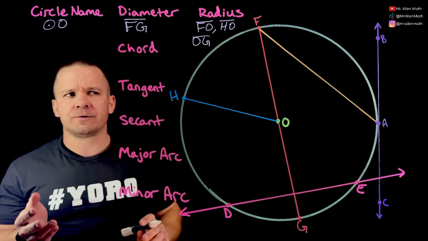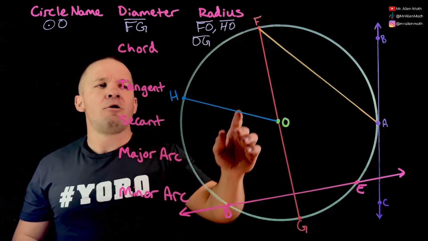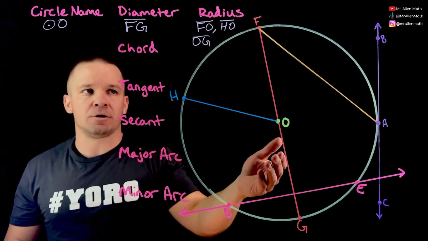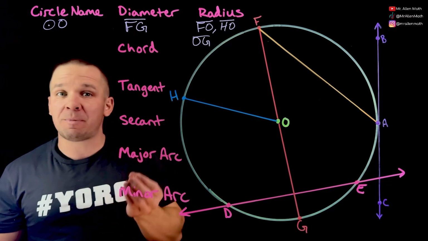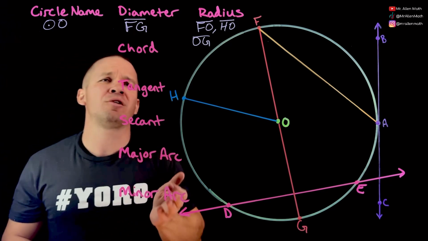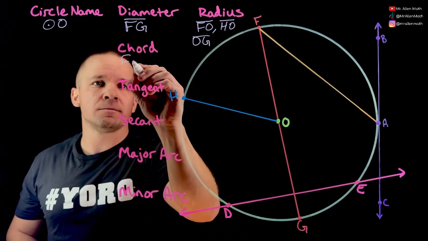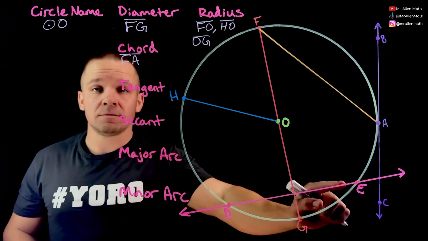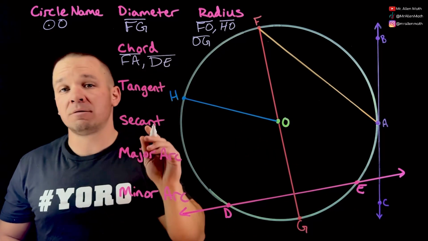How about chords? Well, a chord just passes from one edge of the circle to another edge, not necessarily through the center. So a diameter is a chord, but it's very special, just like every one of you. A very special chord. FA as a segment is a chord. DE as a segment, DE is also a chord.